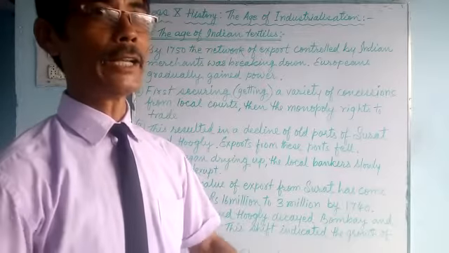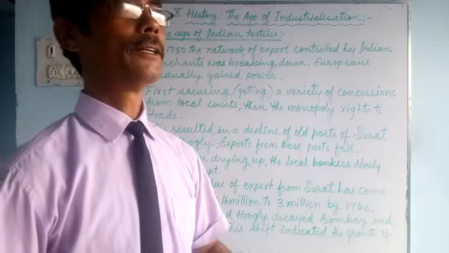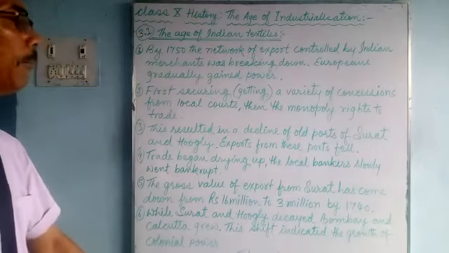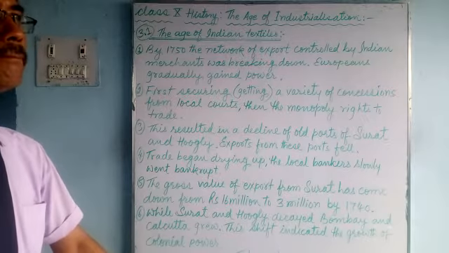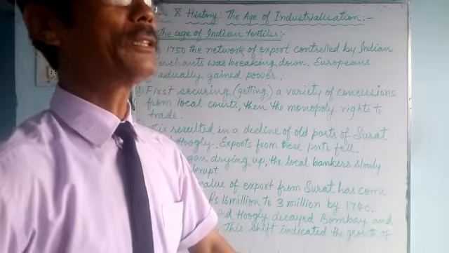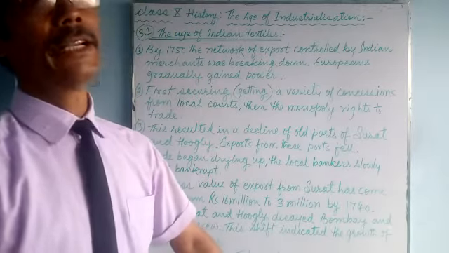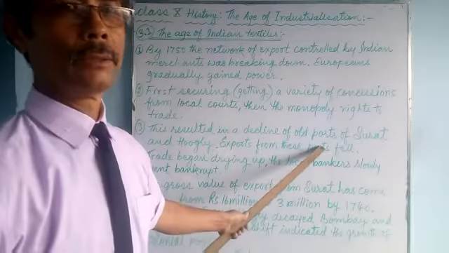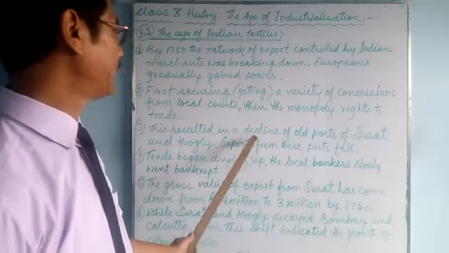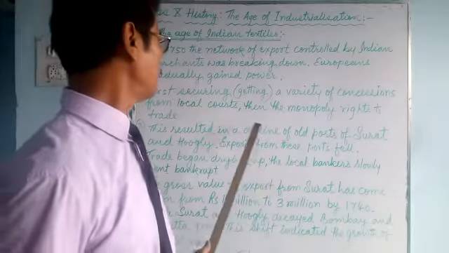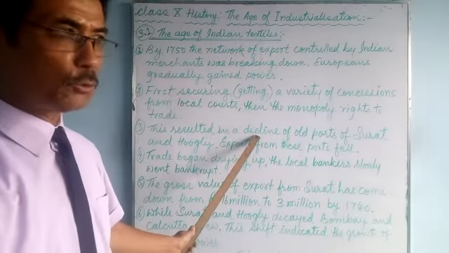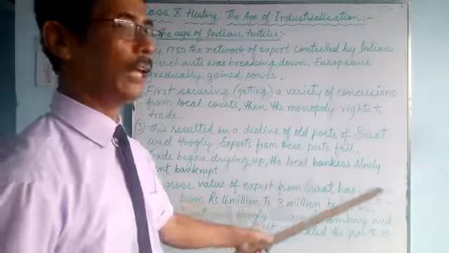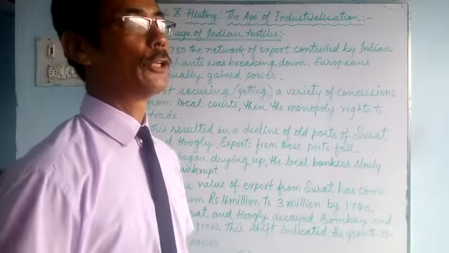European trade expanded gradually, and the Indian traders, Indian merchants were pushed away. Europeans had the monopoly because they paid the taxes to the Indian government, those kings, and the Indian traders were pushed aside. This resulted in a decline of old ports. The old ports of Surat and Hooghly, the trade declined from there. Export from these ports fell because the Europeans took over everything.